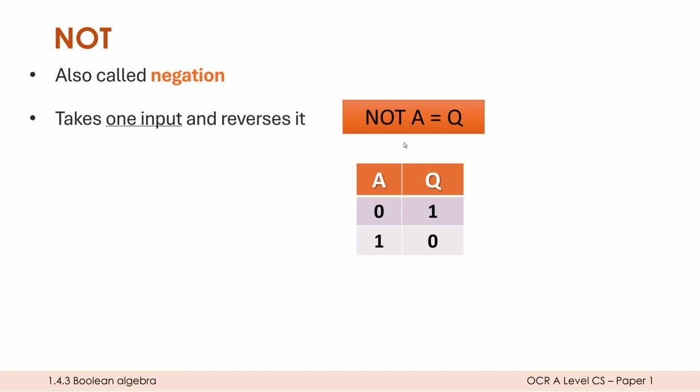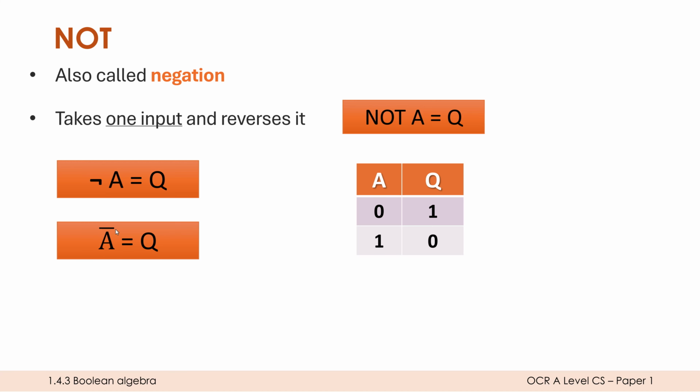Because A is Boolean, it's either going to be false, 0, or true, 1. Not flips it, so makes 0, 1, and 1, 0. Instead of writing out the word not, we more often will use this symbol here. This symbol hasn't really got a name. The name is not. I don't even know how to describe it really, but that symbol is how we write not quite often.